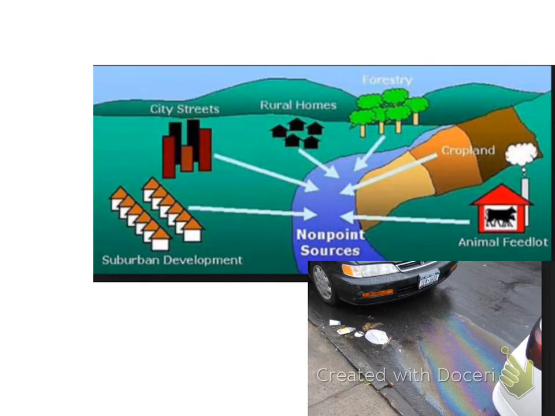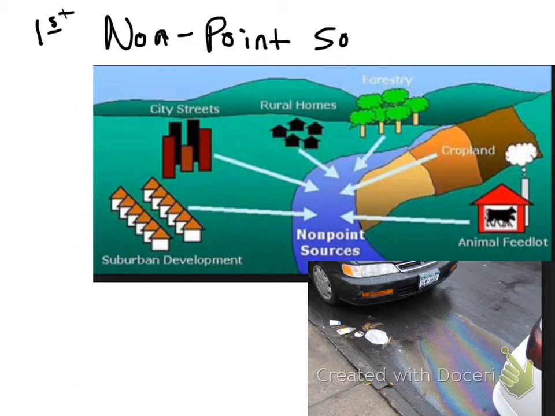Okay, then we talked about pollution, that there are two different types of pollution. The first is non-point source pollution. Now, non-point source pollution comes from a lot of different places. It's really hard to target or pinpoint one specific place.